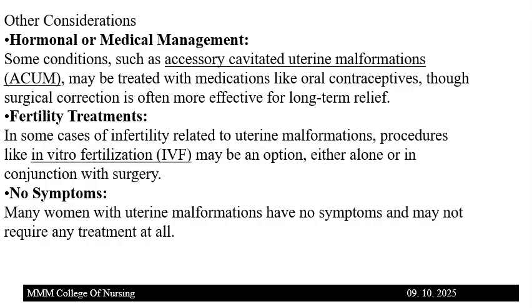And fertility treatment: in some cases of infertility related to uterine malformations, a procedure like IVF may be an option, either alone or in conjunction with surgery. So IVF is also recommended as one of these other treatments. And no symptoms: many women with uterine malformations have no symptoms and may not require any treatment at all.